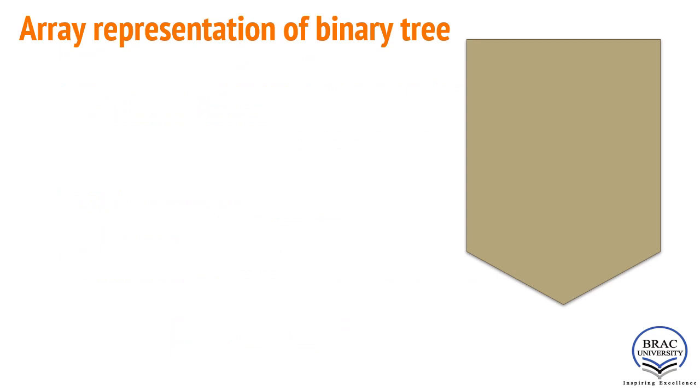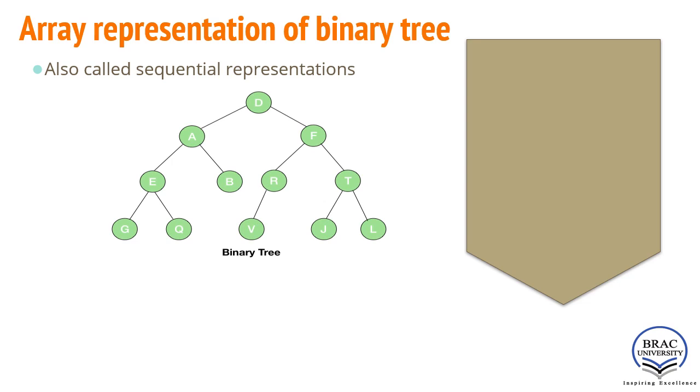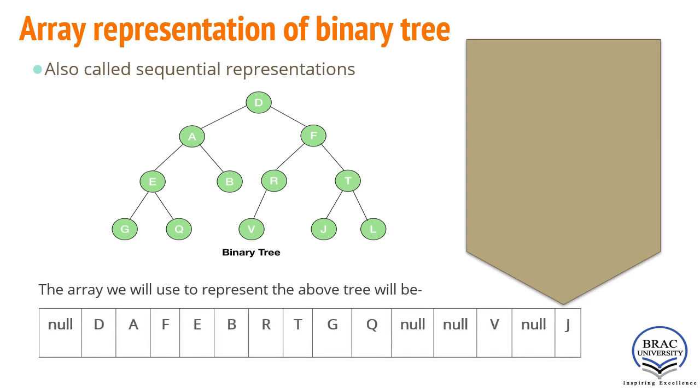So for array representation of binary tree, and I have already mentioned that array representation of binary tree is also called sequential representation. So this is a binary tree data structure, and we want to represent it using array data structure, that is sequential approach. So for this tree, the array we will use to represent the above tree will be this one.